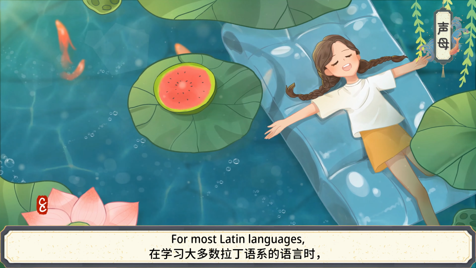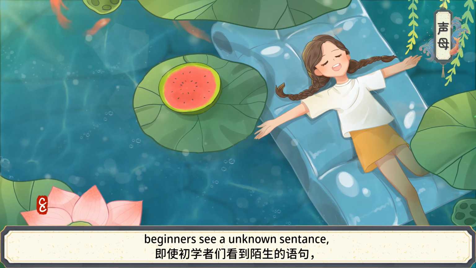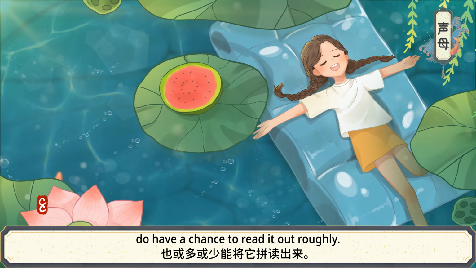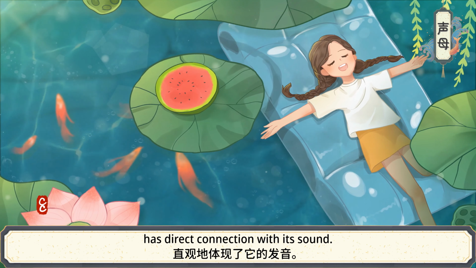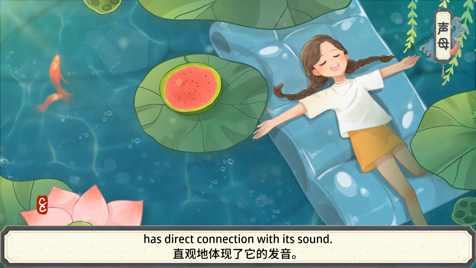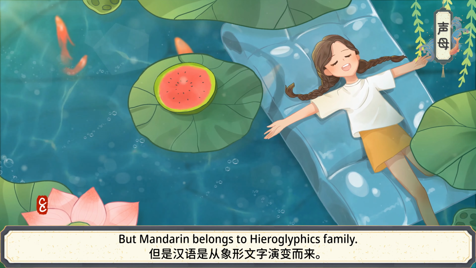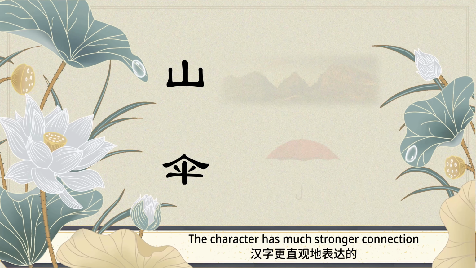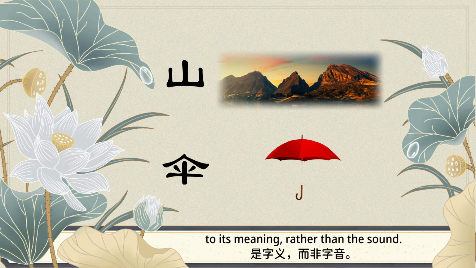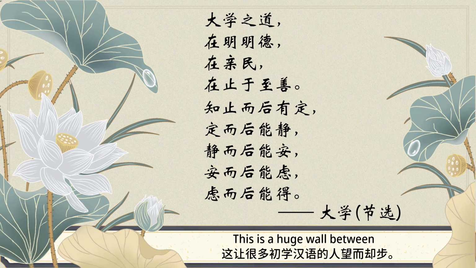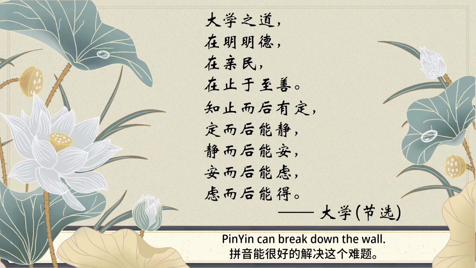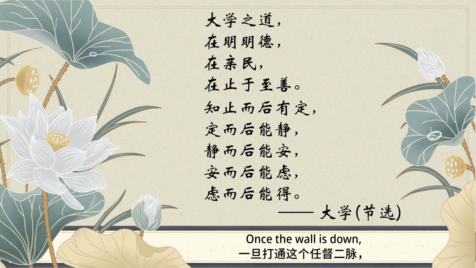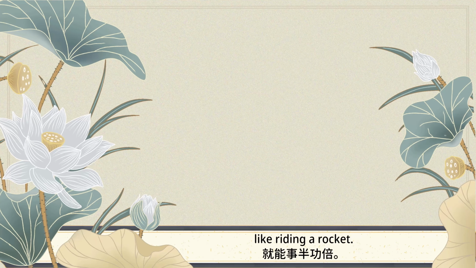For most Latin languages, beginners who see an unknown sentence have a chance to read it out roughly, because the appearance of Latin words has a direct connection with its sound. But Mandarin belongs to the hieroglyphic family. The character has a much stronger connection to its meaning than to its sound. This is a huge wall between beginners and Mandarin. Pinyin can break down the wall. Once the wall is down, your learning speed could be like riding a rocket.